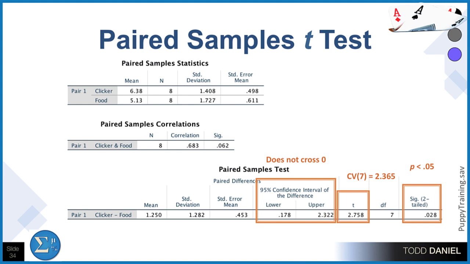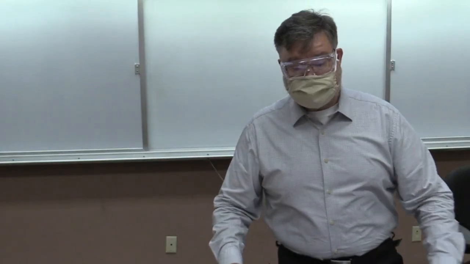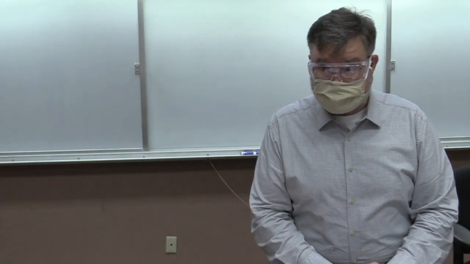The third thing I could look for is my p-value, which in this case is going to be labeled as SIG, which stands for significance. It is 0.028. Well, 0.02, that would be what? 2.8 cents. Is that less than a nickel? Yes, it is. So it is less than 0.05, telling us that this test is statistically significant.